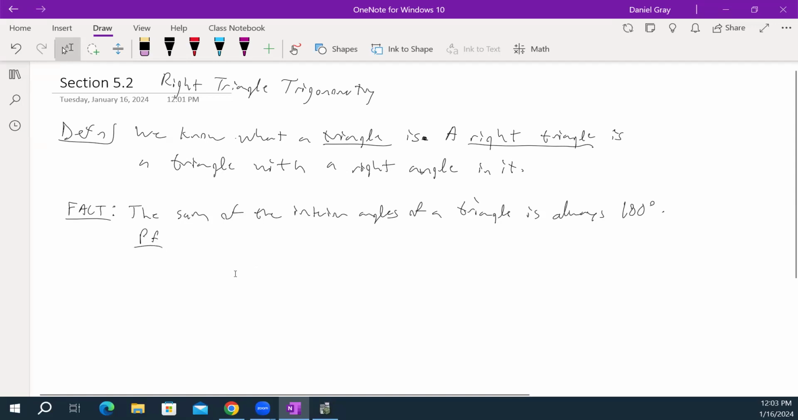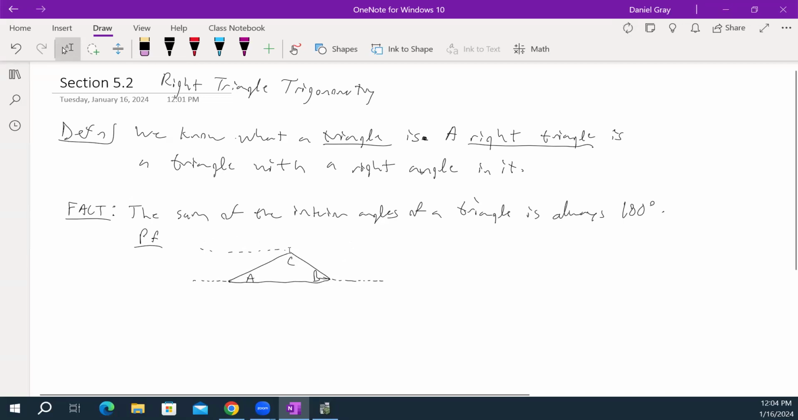I'm just going to give a picture proof here. Let's draw a triangle where the base is horizontal. Now we're going to label the angles. Let's call this one A, this one B over here, and this one C. Now I'm going to extend the base out a little bit, parallel with the horizontal. Then I'm going to draw a line parallel to this side that goes to the top point where C is.